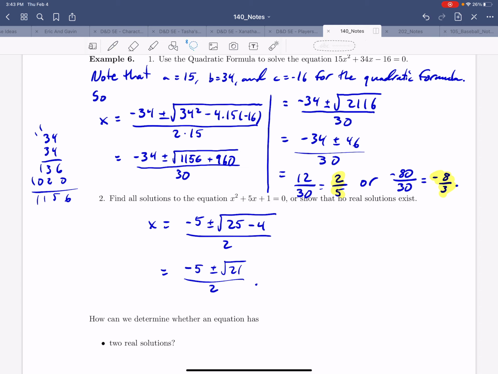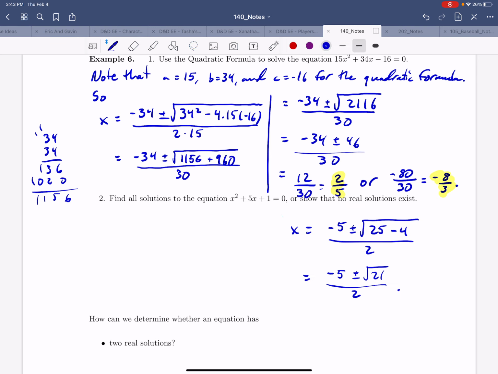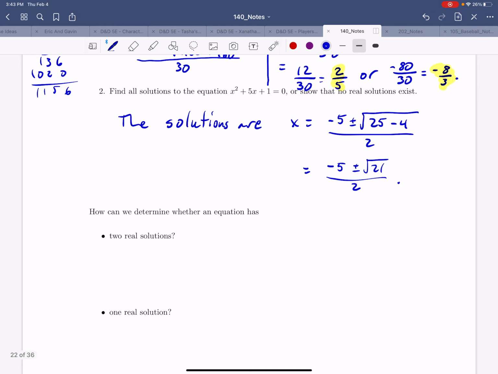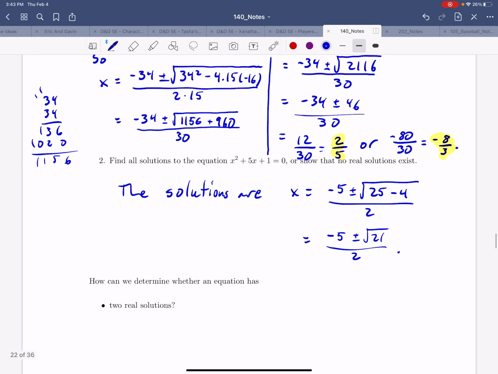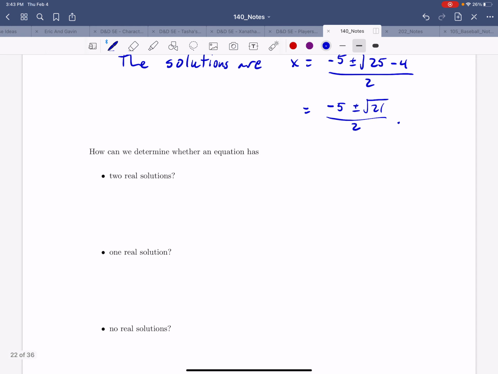Maybe if we want to be a little bit nicer and write this in a sentence, we could write the solutions are blah. Okay? Now here's a question. Note that I wrote that there were two solutions, right? Two solutions for number 1, two solutions for number 2. How can we determine the number of solutions that an equation is going to have?